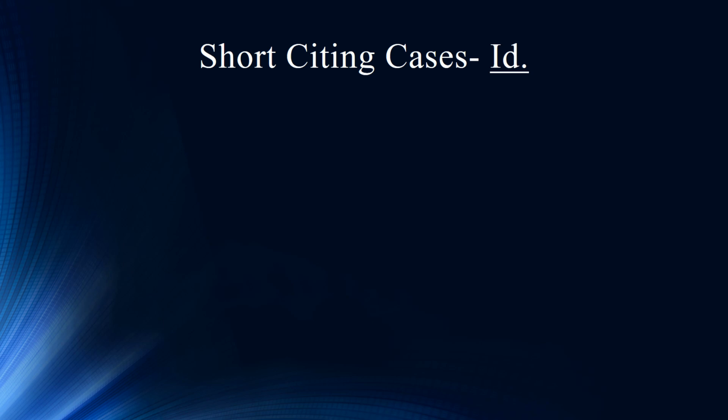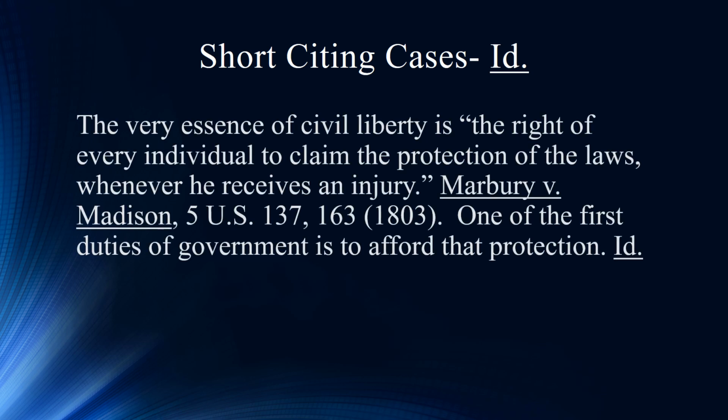Id may be used in a variety of ways. For example, you can use id in place of a case that was the immediately preceding authority. Let's look at this example. The cite here tells us that the authority for the first case is in Marbury v. Madison and is located on page 163. Now let's look at the next sentence.